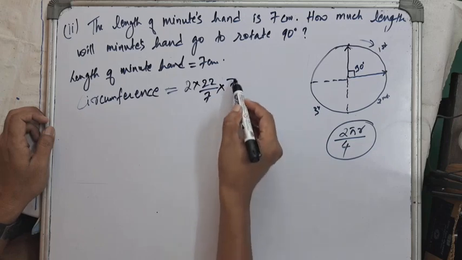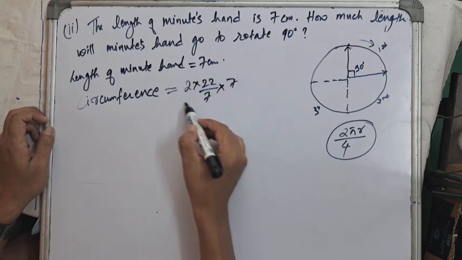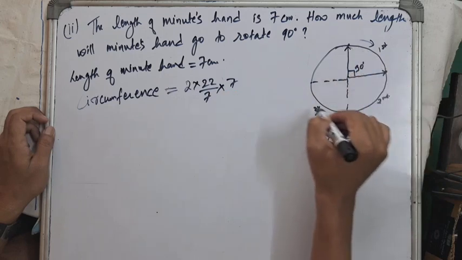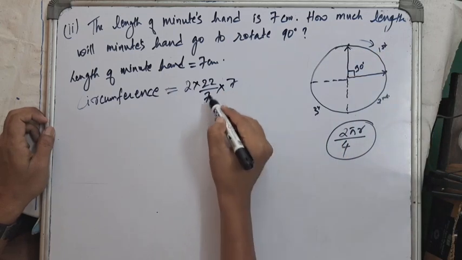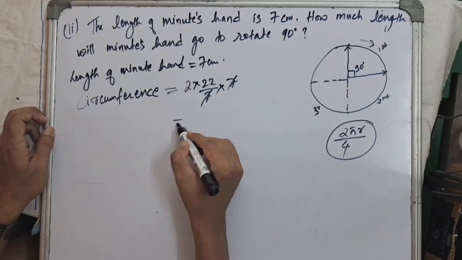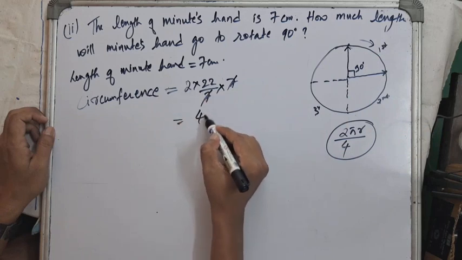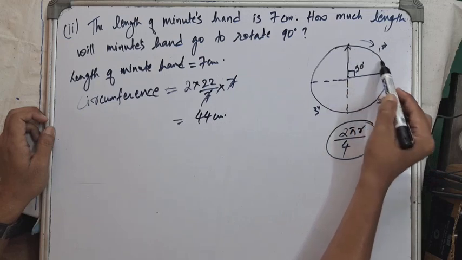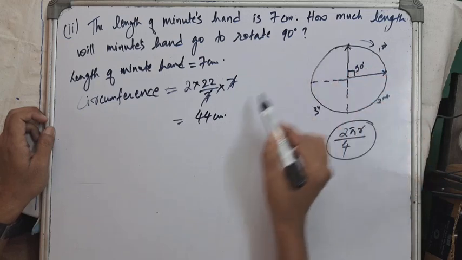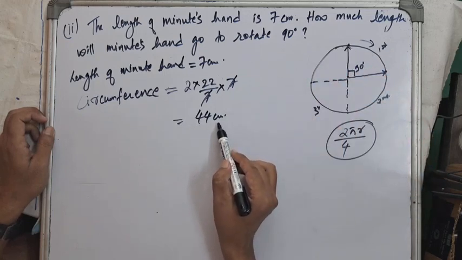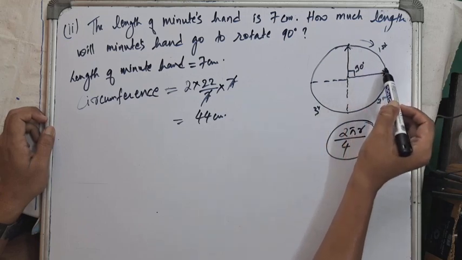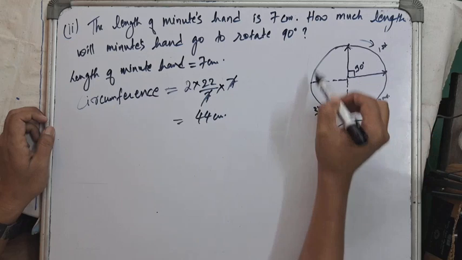This is the distance that the minute hand would have completed if it completed 1 revolution. So this 7 and this 7 cancel out. 2 into 22 is 44 centimeter. If this minute hand would have completed 1 revolution, then it would complete 44 centimeter distance. But the minute hand completed only 1/4 part of this total distance, isn't it?